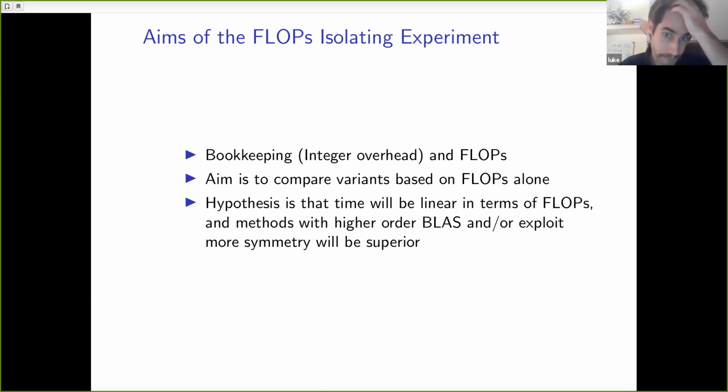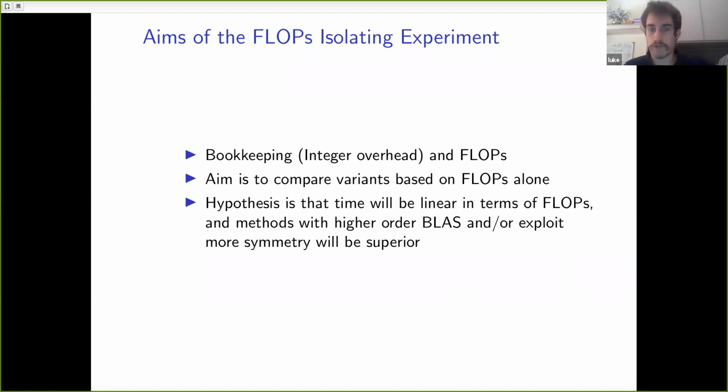Yeah. So in a sparse situation, there are two types of runtime. There's the bookkeeping and the flops. The bookkeeping refers to the integer overheads of finding all the elements, gathering them, and putting them where they need to be. And the flops, the floating point operations, are the actual mathematical computation that is done with these. The aim of the experiment is to compare the flops alone, hence the in isolation.